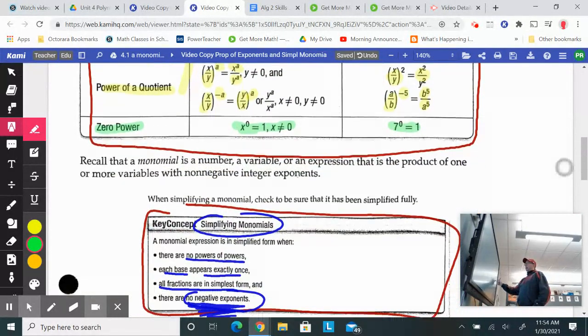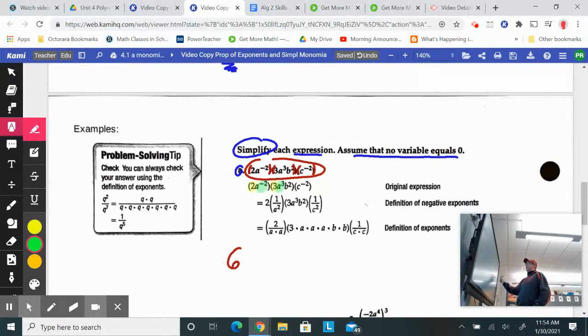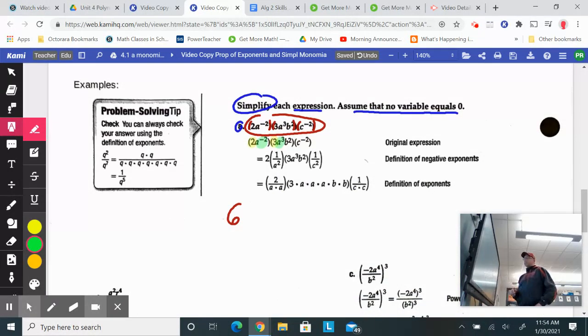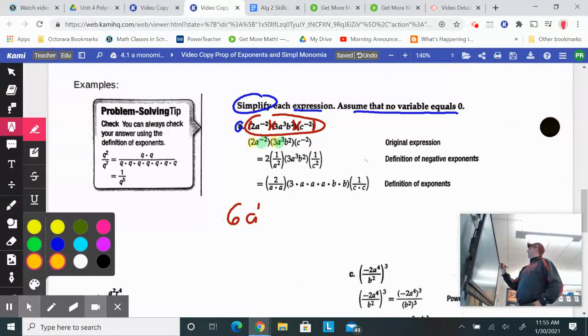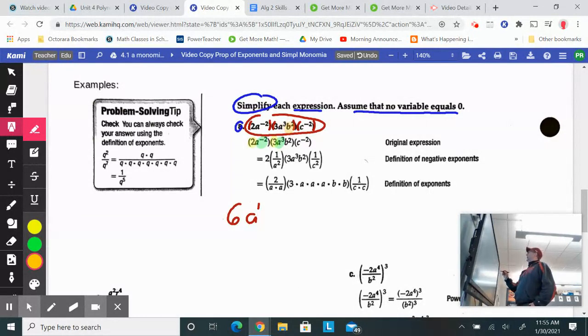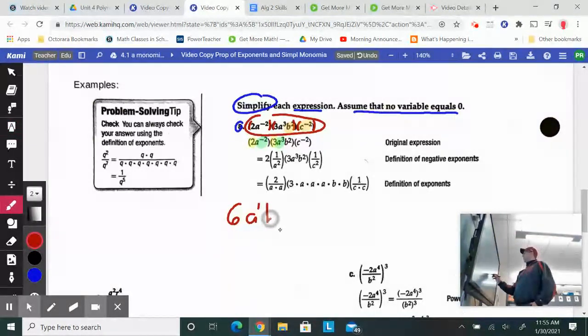So again, you can go back to the chart anytime you need to. I'm not going to keep flipping back now, but you can do that if necessary. So I would take the a's and add negative 2 plus 3 is 1. So it'd be a to the first power. And then I look at the b's. I have b to the second. It's only b to the second I have. And I have c to the negative second. So to finish this, I'd have b to the second, c to the negative second.